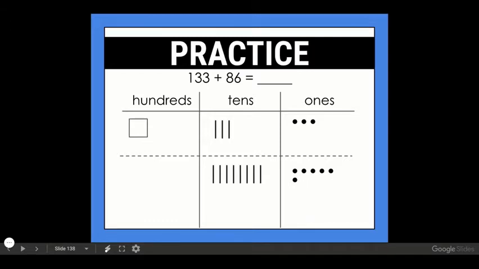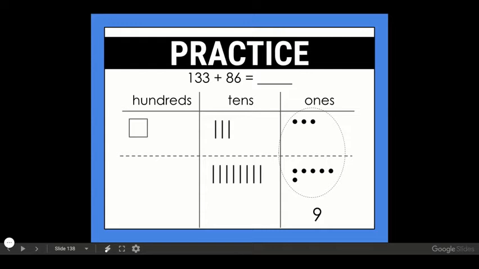So let's start by looking at our ones. How many total ones do we have? 1, 2, 3, 4, 5, 6, 7, 8, 9. We have 9 ones, which we can have in one place value. So we're just going to make the 9 down here. Next, we're going to look to see how many tens we have. We have 1, 2, 3, 4, 5, 6, 7, 8, 9, 10, 11 tens.